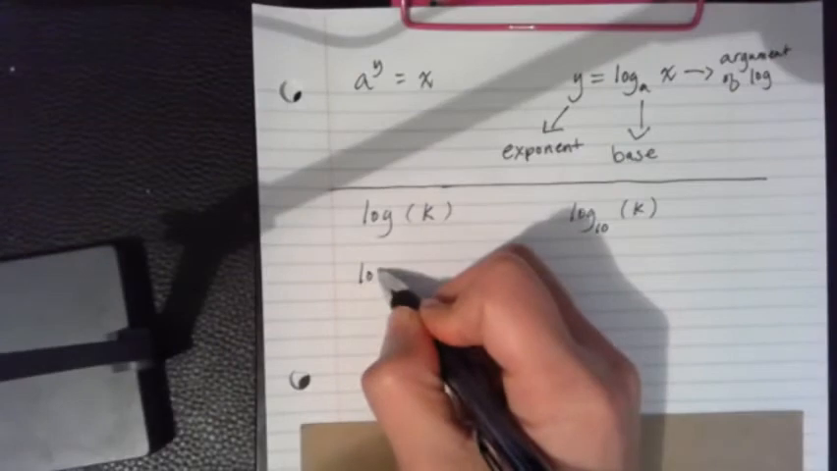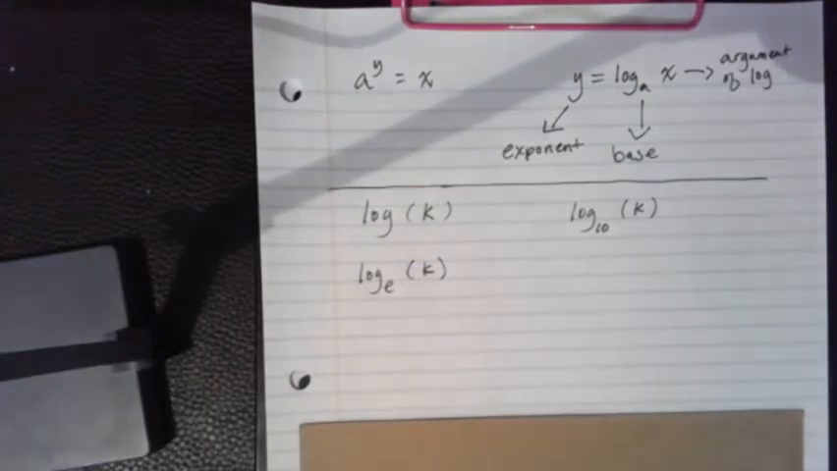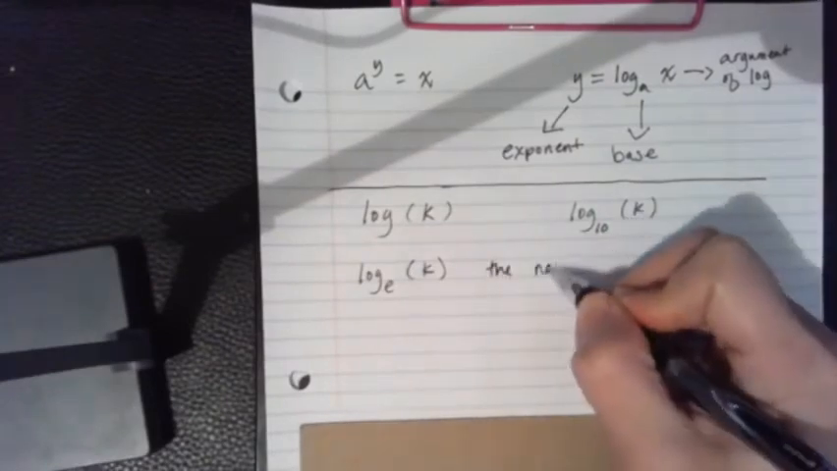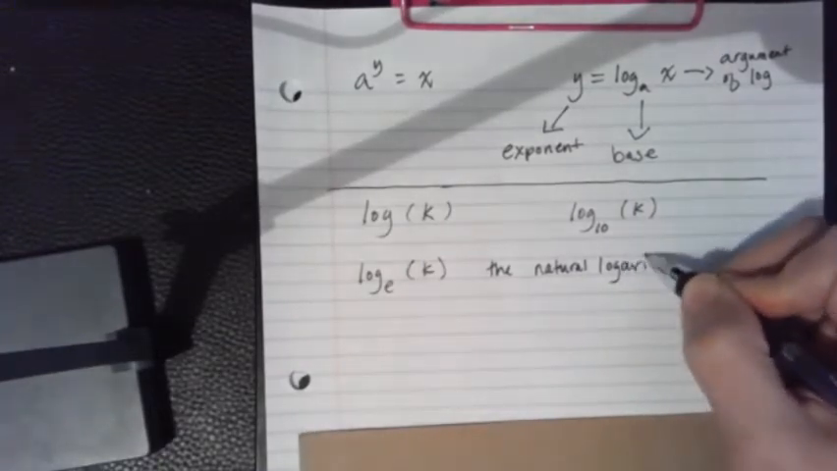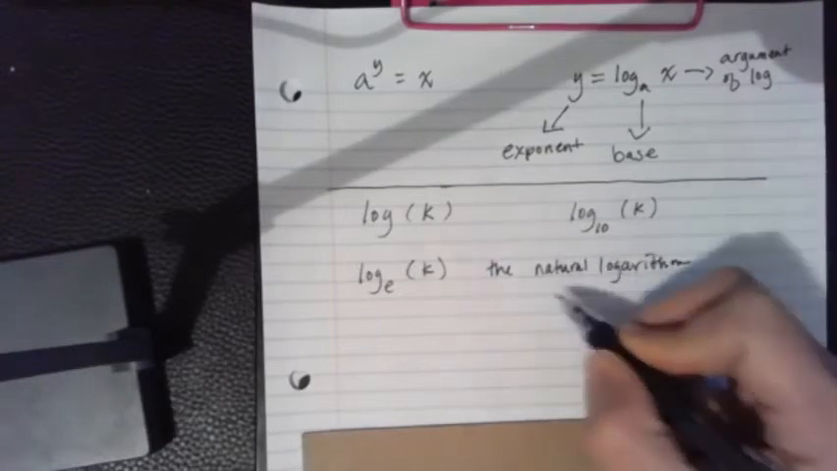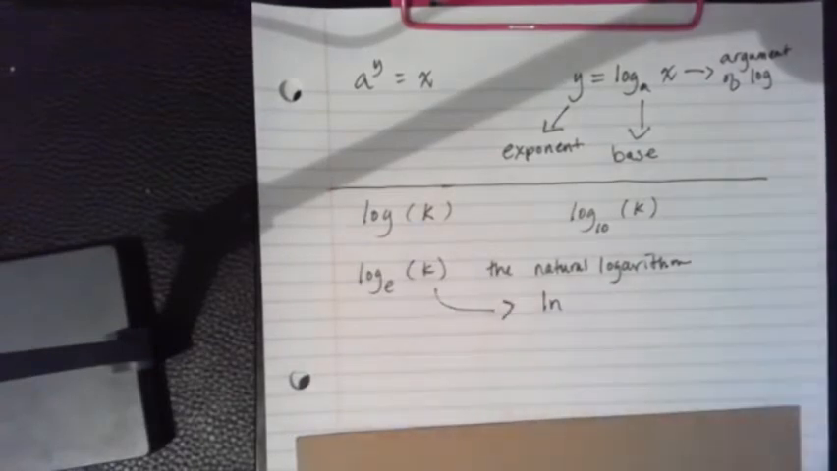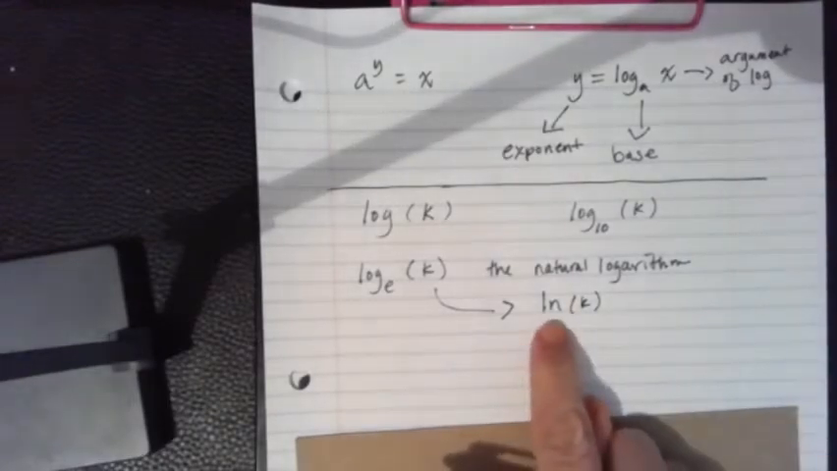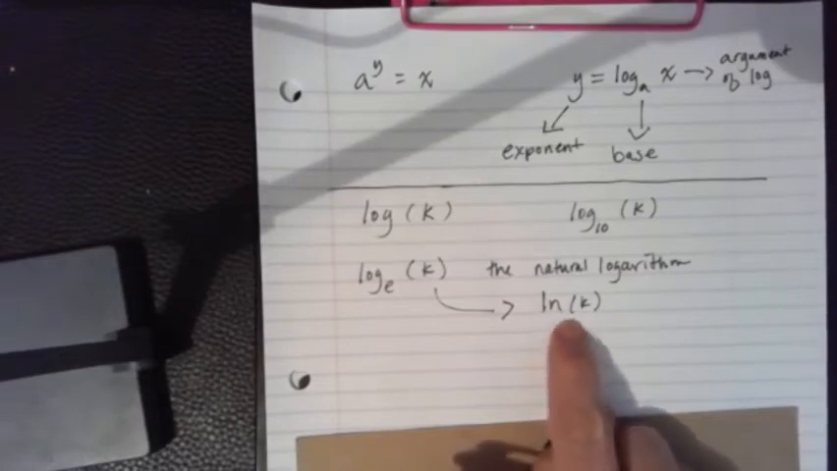Also, if you have log base e, this is a special logarithm. This one is also programmed into your calculator, except we call this the natural log. And we write it as ln. Okay, so log base e of k, you would more likely see it written as ln of k. When you see the natural log, you should not see a base written here. It is already base e.